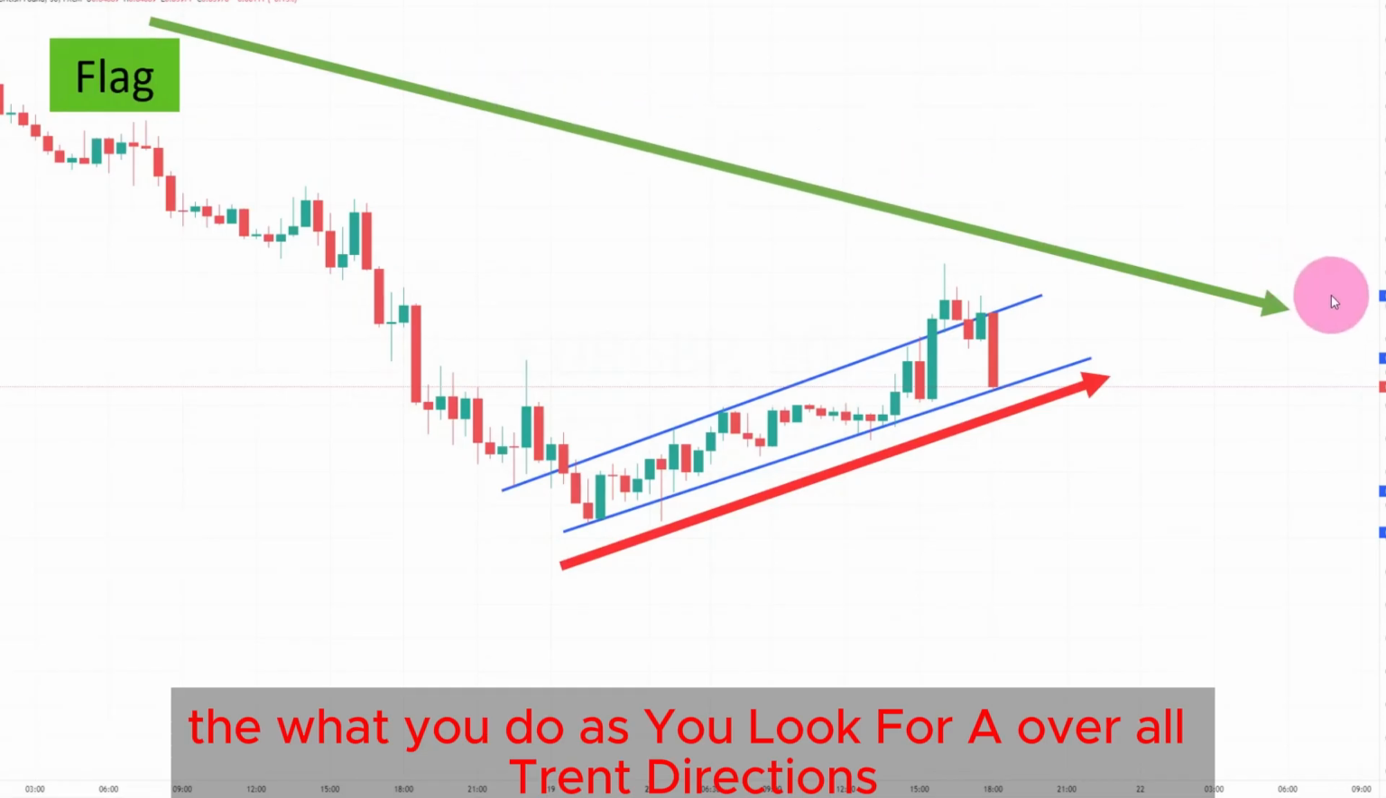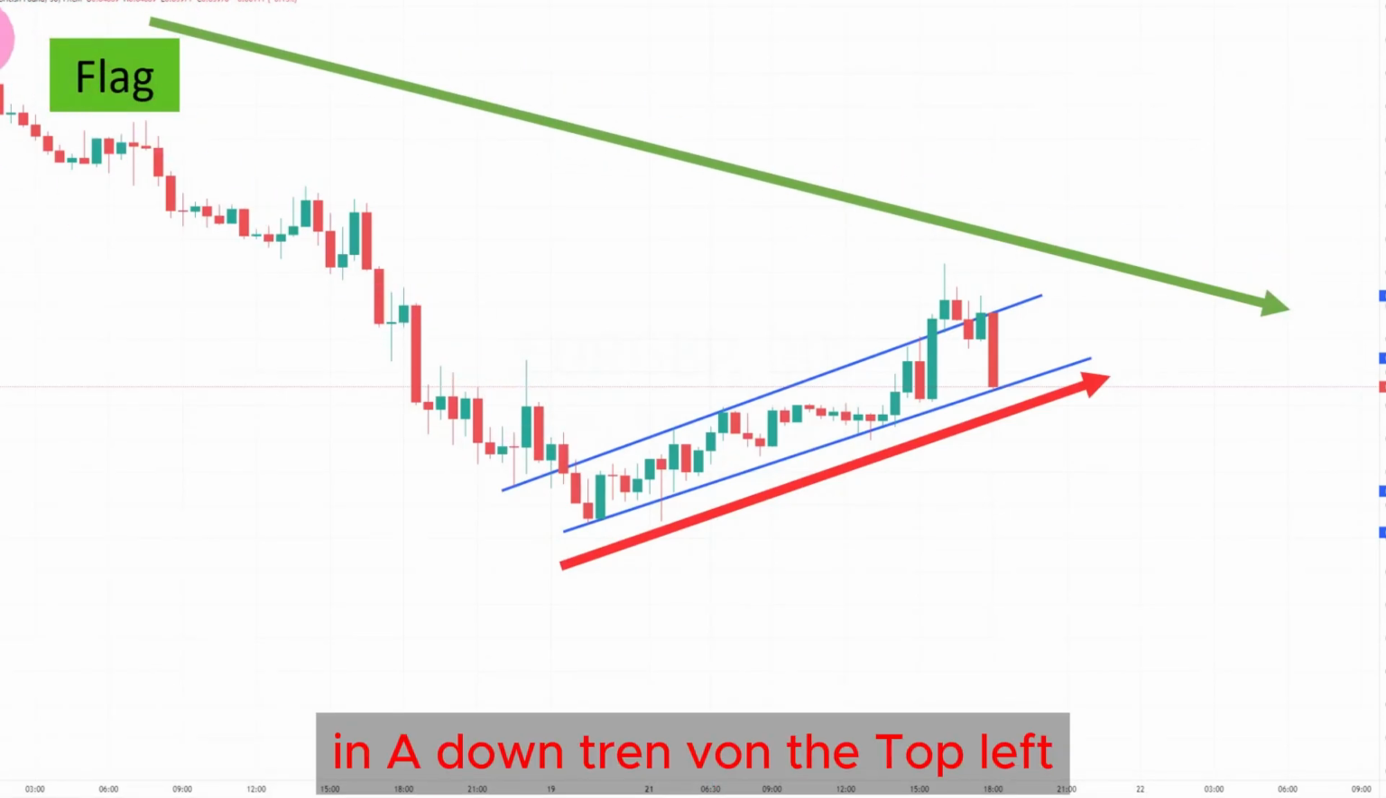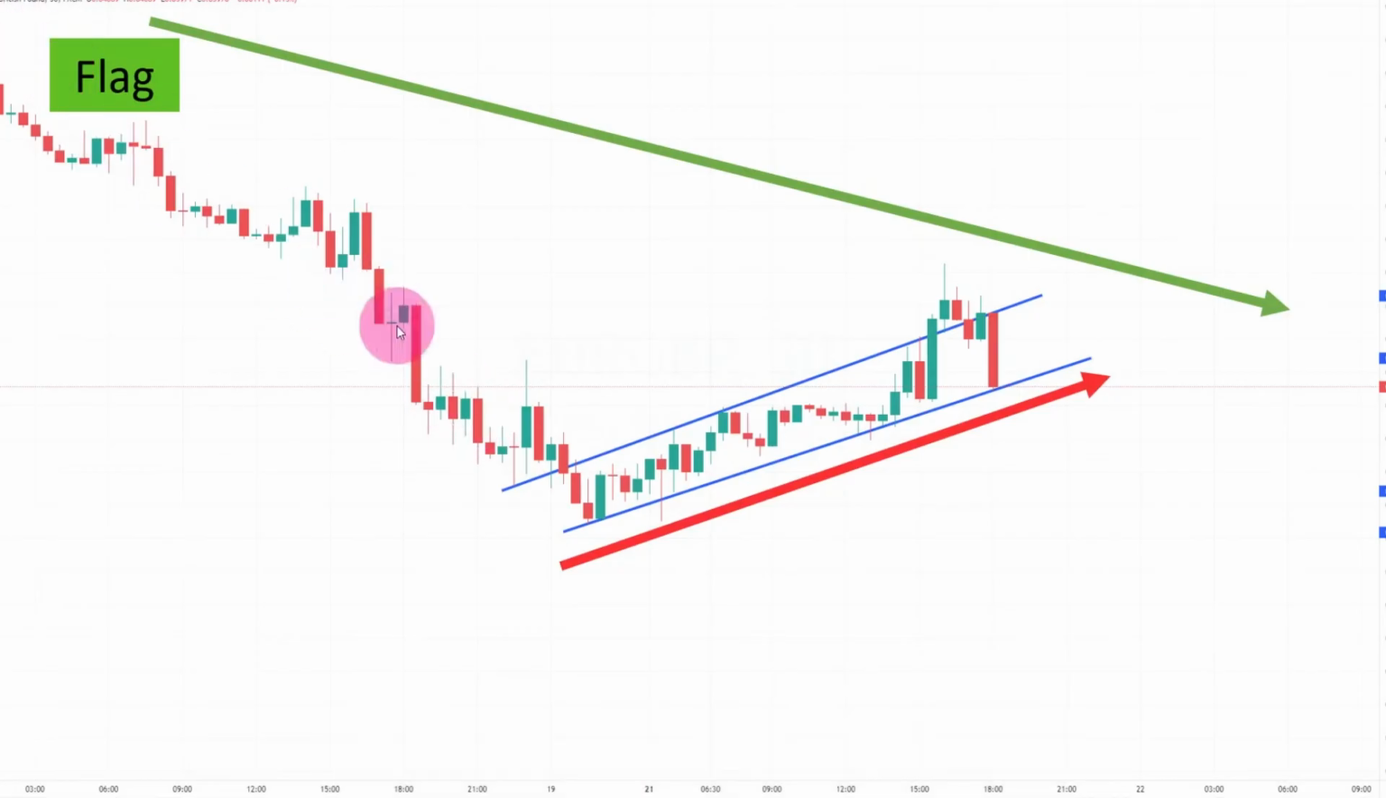So what you do is you look for the overall trend direction. So clearly we are coming here in a downtrend from the top left, and the market is moving lower. And as we have talked about in the past, trends just don't move in one single line to the target. They go back and forth, and the flag pattern is going to help us to get into trend trades. Maybe we have missed the initial move of the trend, or maybe you want to add to our existing position.